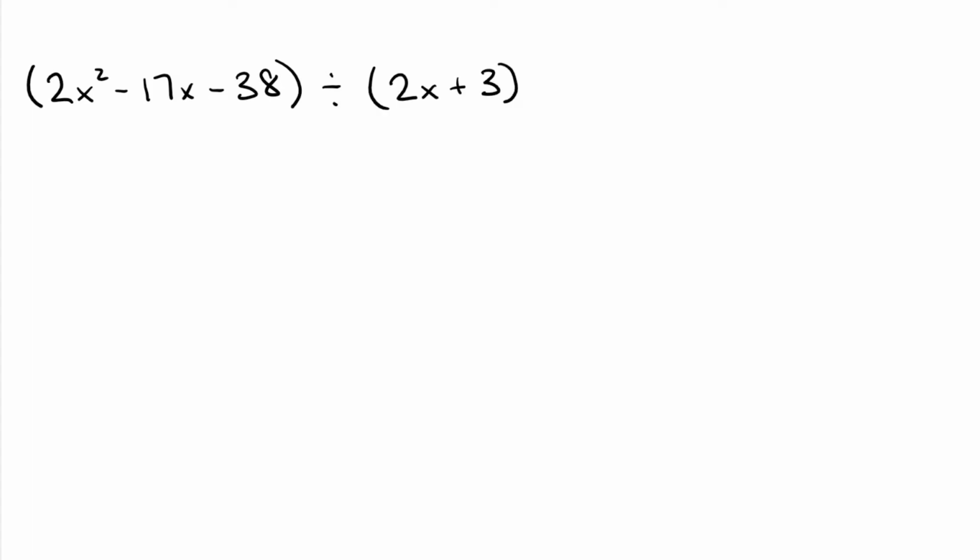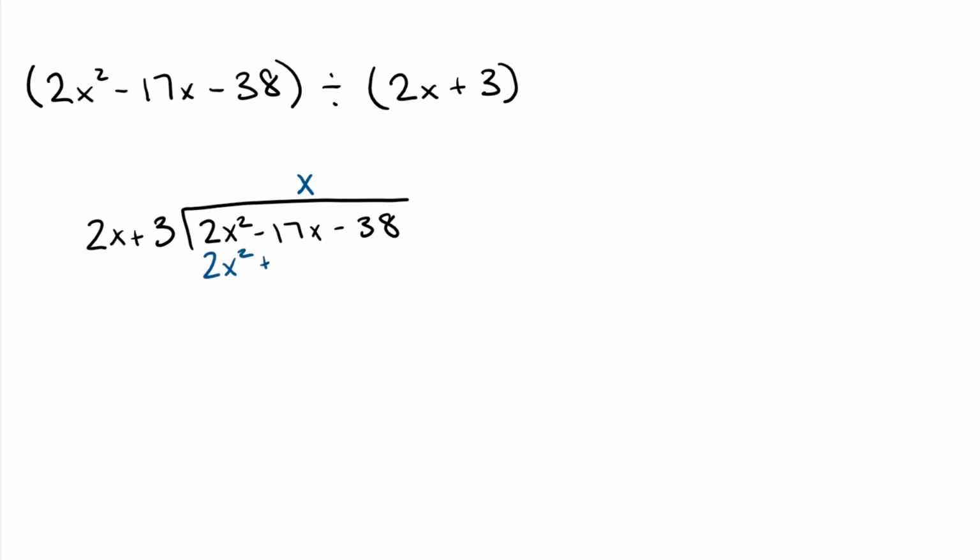Now, say we have 2x squared minus 17x minus 38 divided by 2x plus 3. Let's set up our long division. 2x goes into 2x squared x times, or 2x times x gives us 2x squared. So now we'll subtract 2x squared plus 3x. Change our signs, add down, and that leaves us with negative 20x.